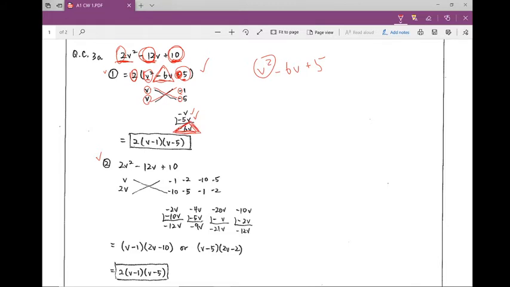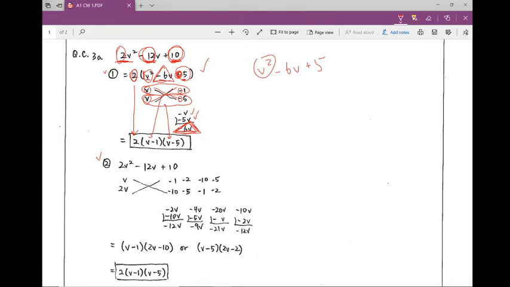So in the end, when you write the answer, don't forget the 2. This becomes v minus 1. This across becomes v minus 5, and you're done. Now the second method is new. It's a new method that I need you to become familiar with.